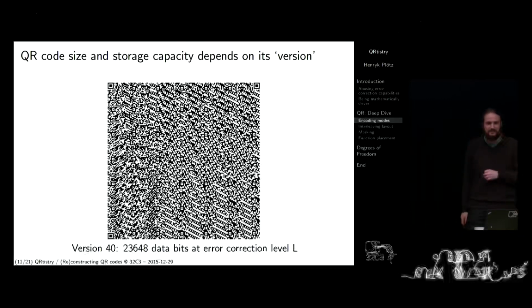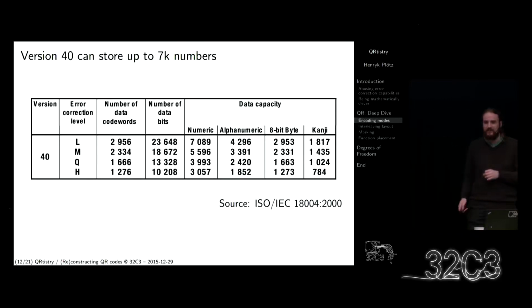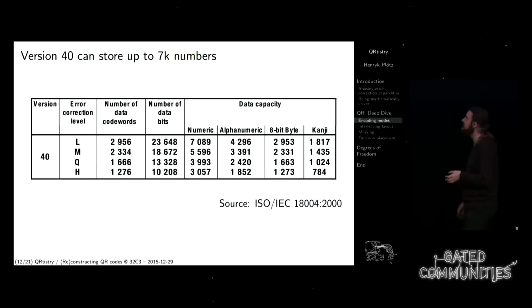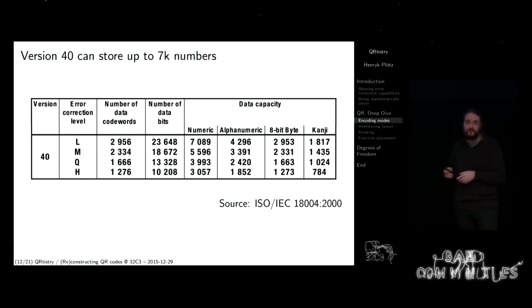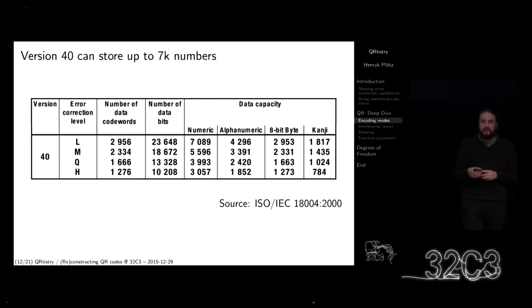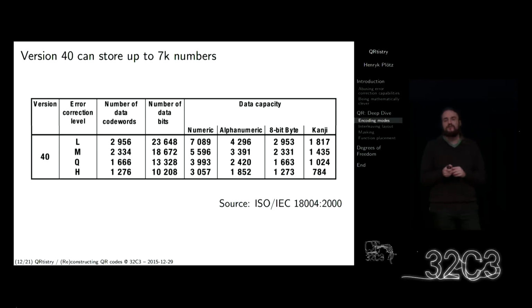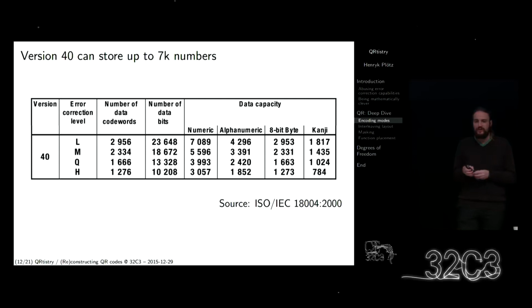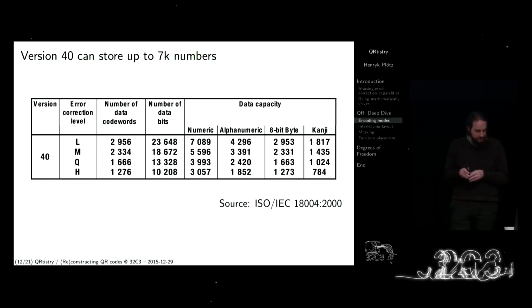I didn't need all those bits. From the spec, there are pages, tables, and pages of tables. One of these tables tells you how much storage capacity is in each version of the code. Version 4, for example, like I said, 23,000 bits, which makes something like 7,000 numbers or almost 3,000 8-bit characters.